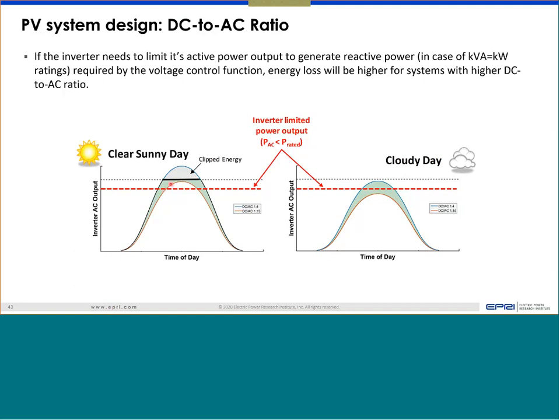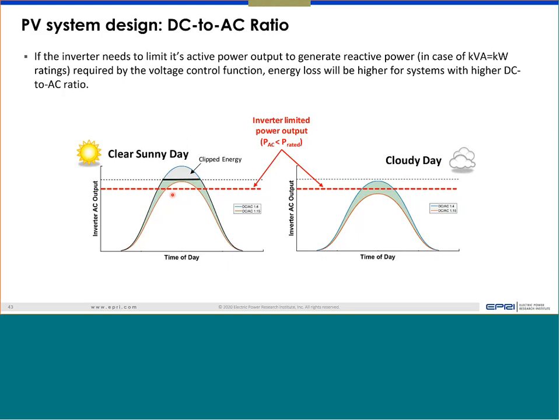Think of this as that example, where it has to reduce the power to provide the reactive power. Now if you compare the loss for the customer with the lower DC ratio, this was the amount of energy loss due to the reactive power support, the white area between the orange curve and the red curve. But if the DC ratio is higher, 1.4, the loss will be this trapezoidal shape area between the black line and the red line. This will be the amount of energy lost on a clear sunny day.